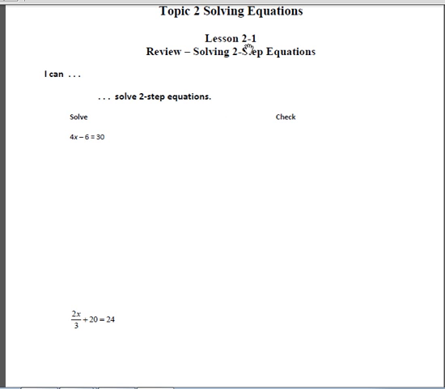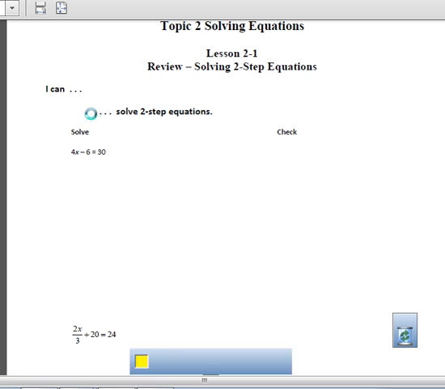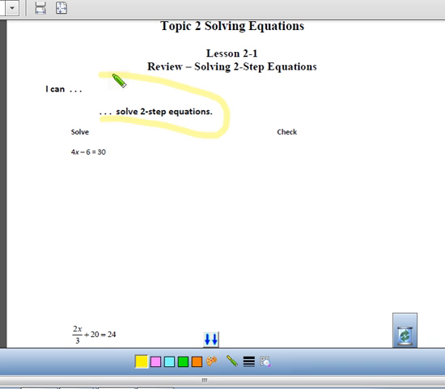So lesson 2.1 is a little review of solving two-step equations. You should have some experience with doing this. Our target statement is: I can solve two-step equations. Like I said, this should be review. You should have done this before and know what it's about. But if you have questions or don't recall everything, we're going to be working through this together.